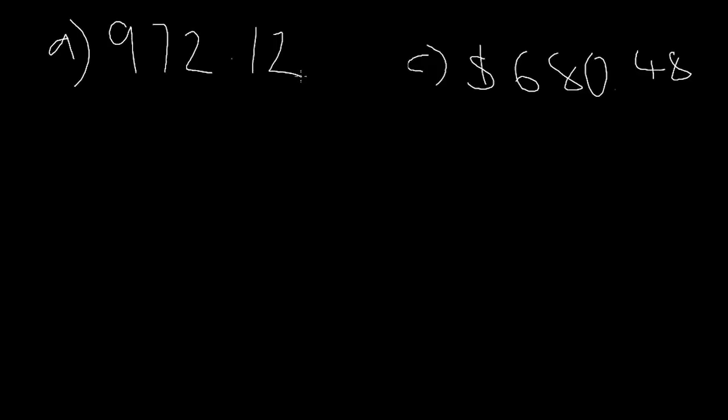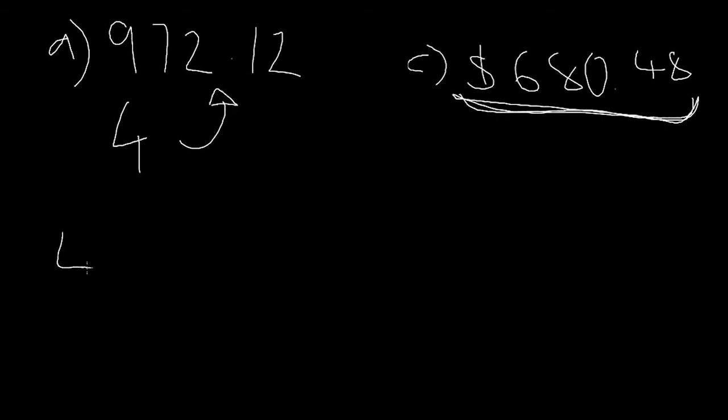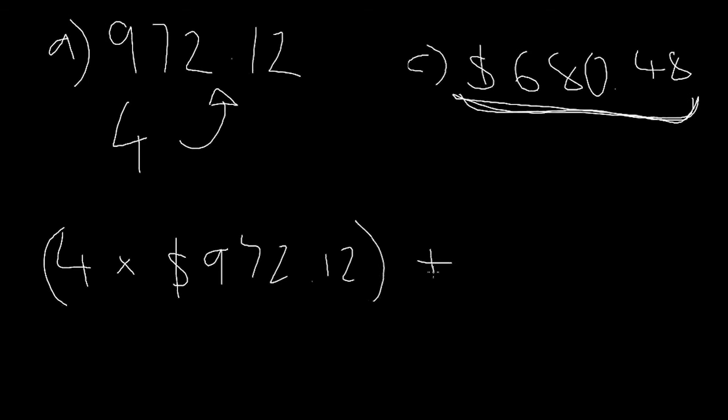If you put all of that into your calculator, you should get $680.48. Okay, so the total pay of his holidays is he gets this extra annual leave loading plus 4 weeks of his weekly pay, which is this. So simply we're going to do 4 lots of his weekly pay, which is $972.12, and then simply add on the $680.48 at the end.